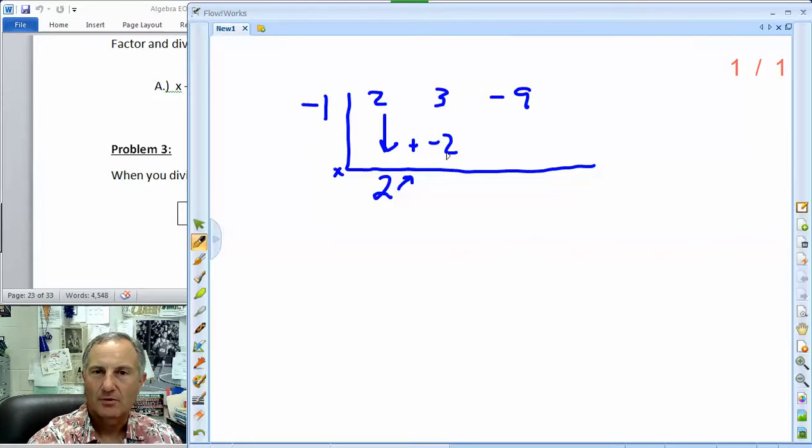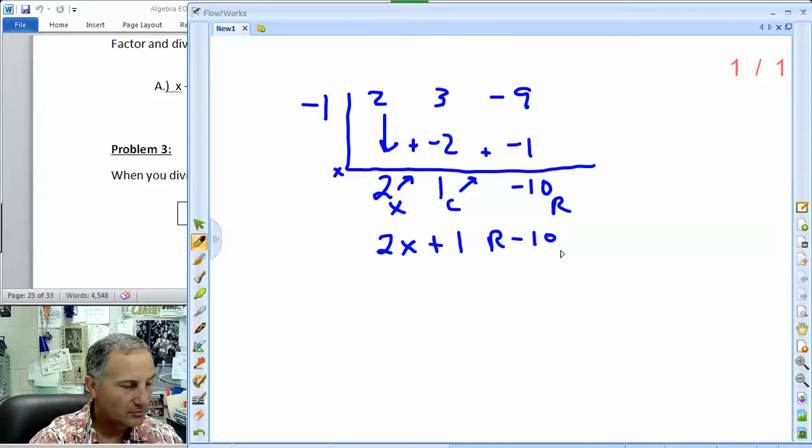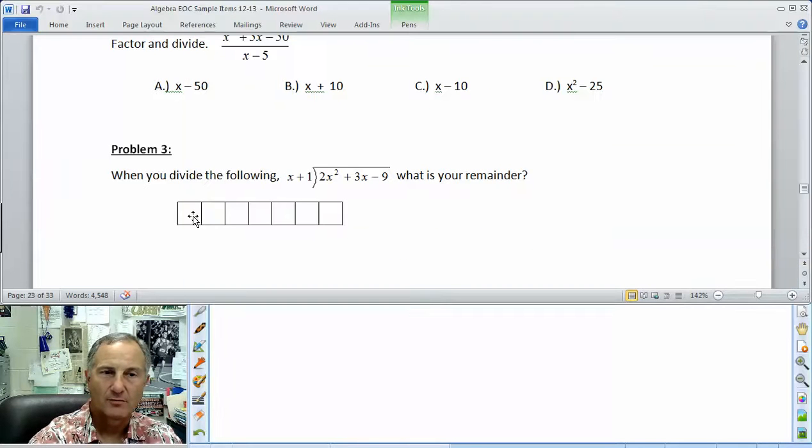We get 3 plus a negative 2 is 1. Negative 1 times 1, we multiply and we put it here. We add going down, we get negative 10. Remember, it's remainder, constant, x squared, x, as far as you have to go. So this would look like this. And our answer was, what is the remainder? Well, it's negative 10. So in your answer here, either put negative 10 right here or put negative 10 right here. Put the negative sign in one of the boxes. But don't write it in the middle.